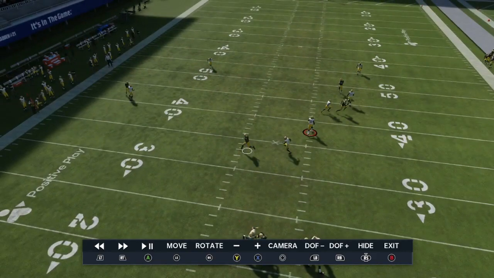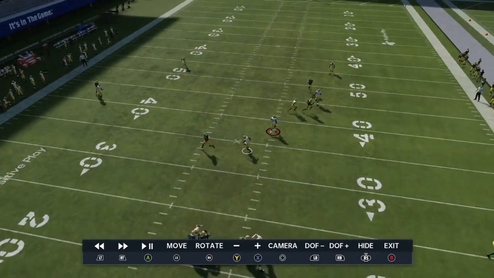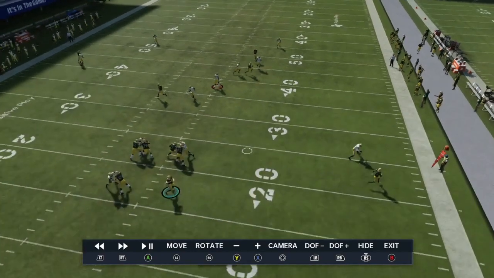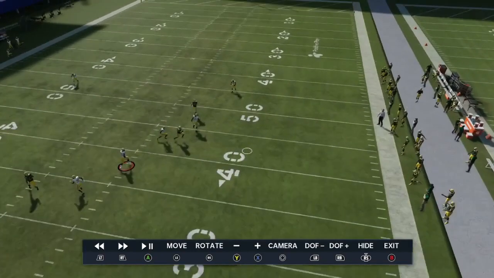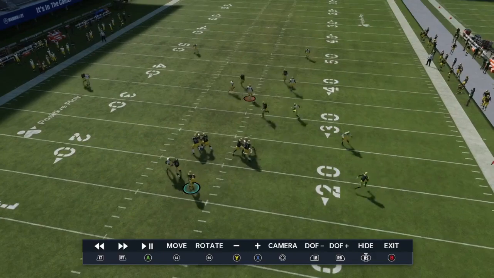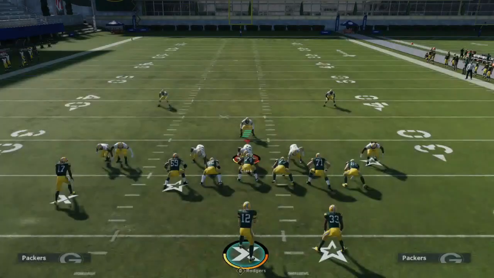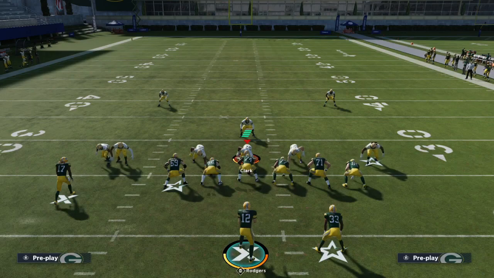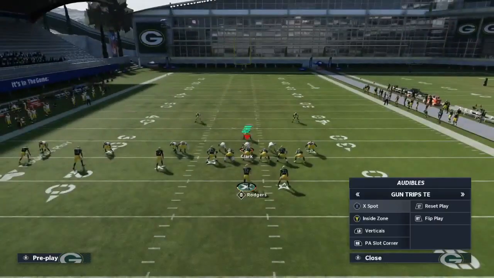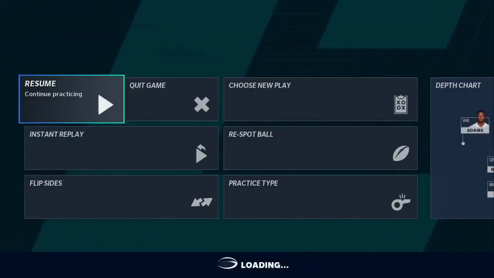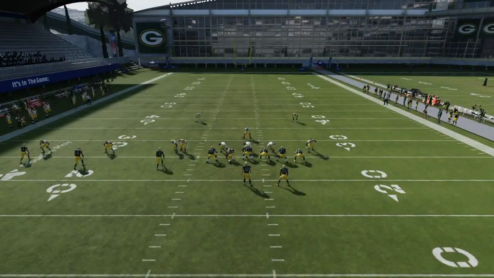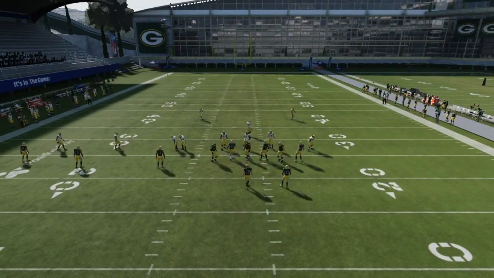So we're going to have two receivers that are going to be great options here versus man, and it's going to be impossible for the user to use both of them. So again, just a quick recap: motion snapping and crossing routes versus man coverage. Again, also another really effective route versus man coverage every single year are skinny posts.